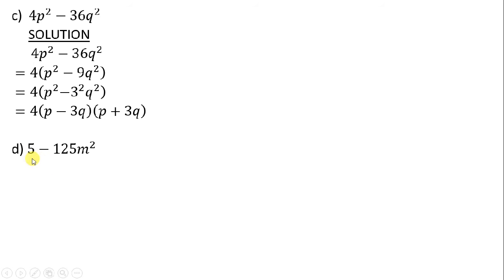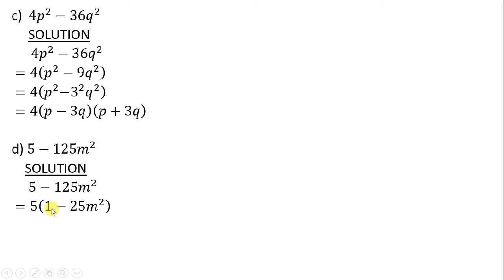Factorize completely. We have 5 minus 125m squared. Now, we have a common factor here, 5. We are going to factorize it. What are we supposed to multiply with 5 to get a 5? 1. What are you supposed to multiply with this 5 to get 125? 25. And then we'll add our m squared there.